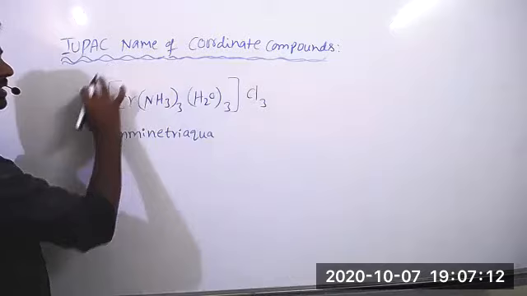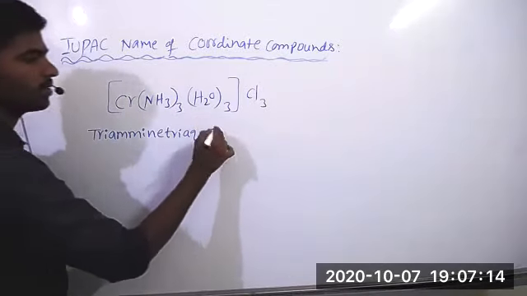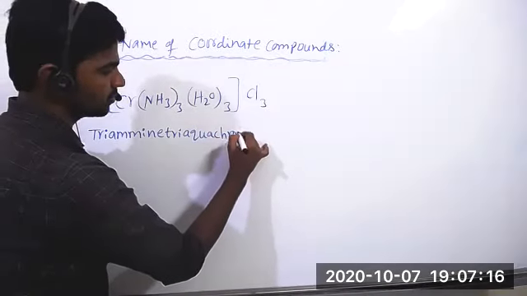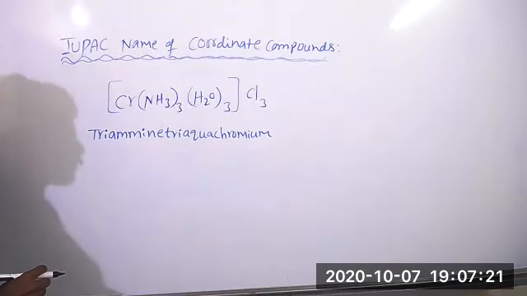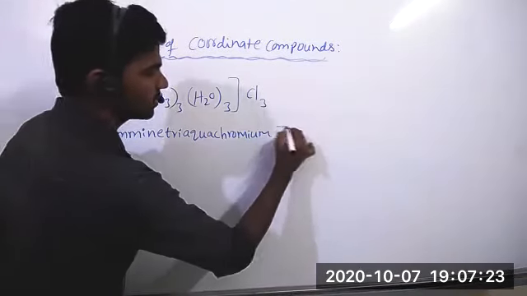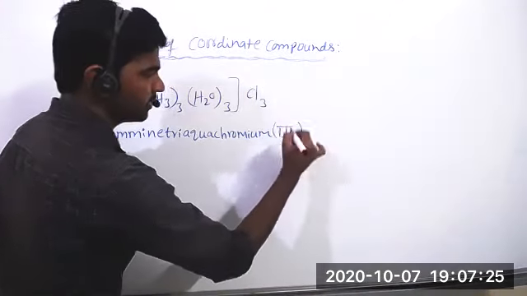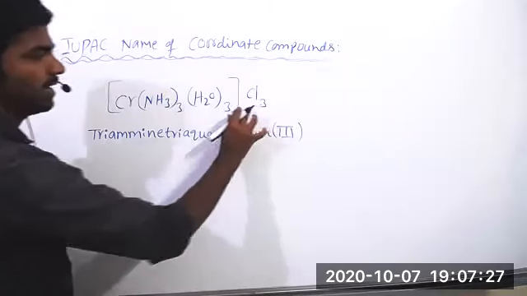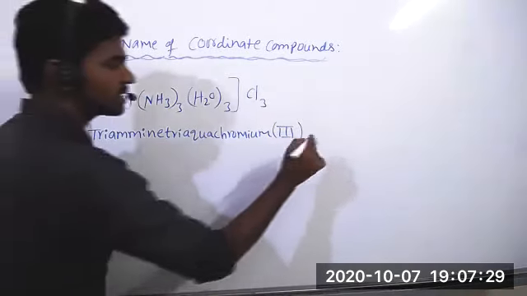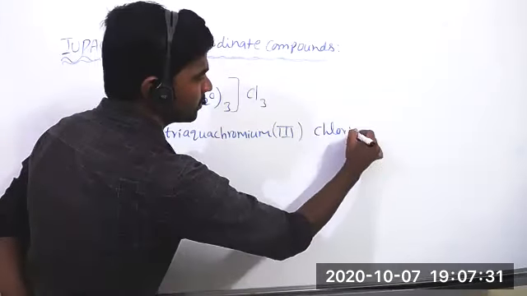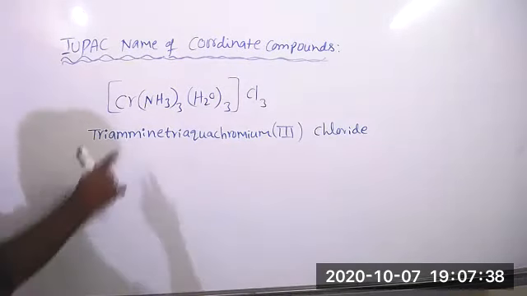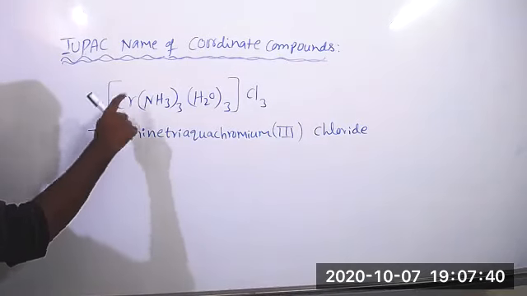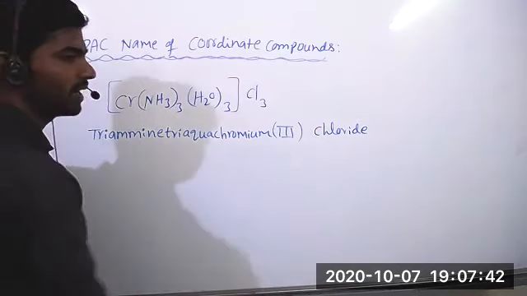Because now the complex is in the cationic part, just write chromium. What is the oxidation state of chromium? Plus 3. Keep 3 in brackets. Give a little gap and write the name chloride. Don't write trichloride, just chloride. Sir, but when chromium is in the anionic part, we'll write chromate. Yes, when the complex is in the negative part and chromium is there, we write chromate.